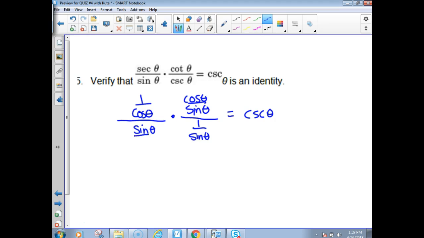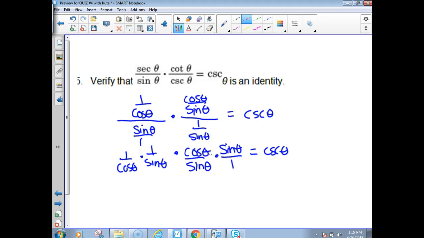Next, I'm going to think about the fact that if I take a fraction and I divide it by something, I have to multiply by its reciprocal. The something I have to do the reciprocal of is the sine of theta, which would be 1 over sine theta. On the second fraction, I have cosine theta, sine theta. I'm going to change the division to multiply by the reciprocal of 1 over the sine, which would be sine theta over 1.